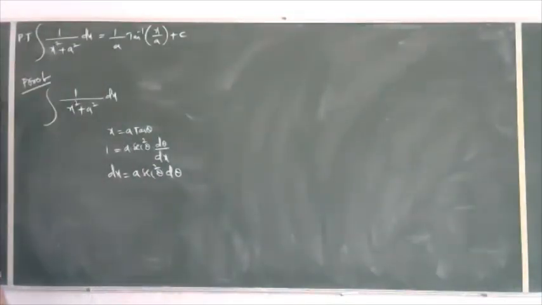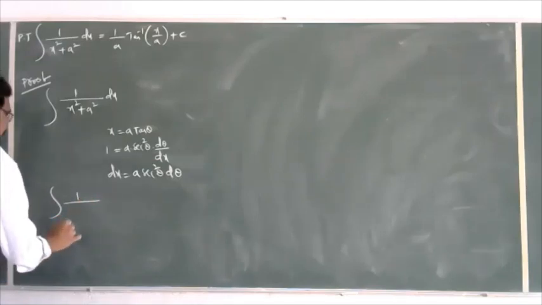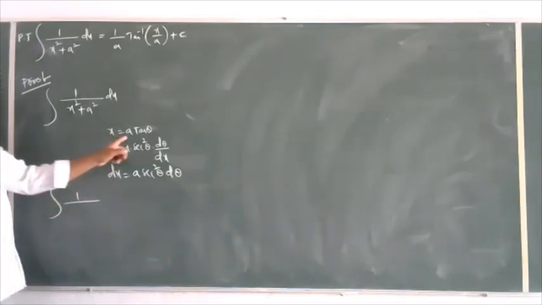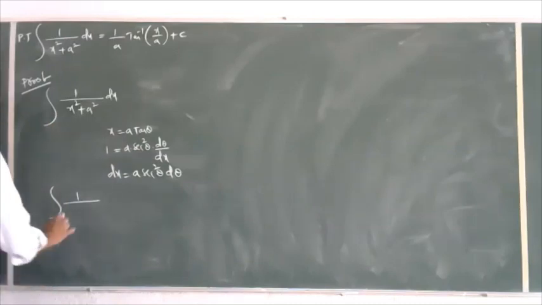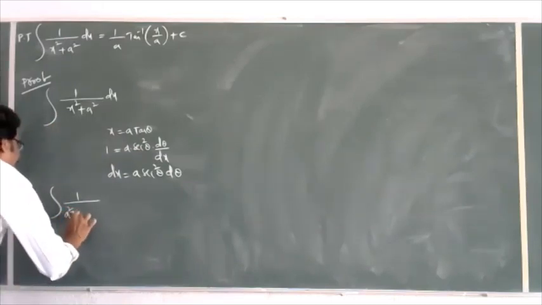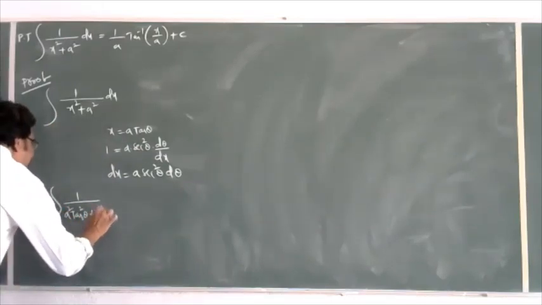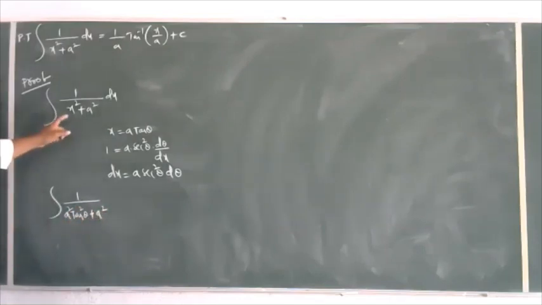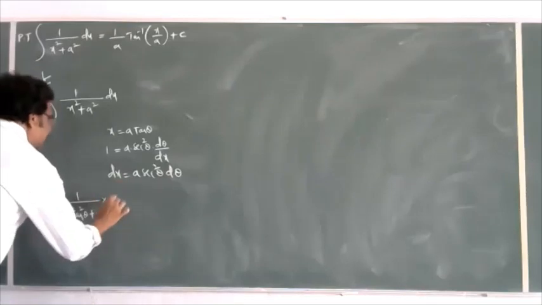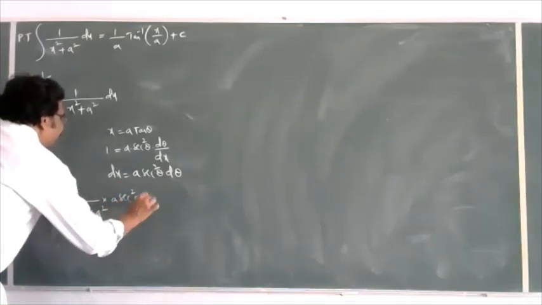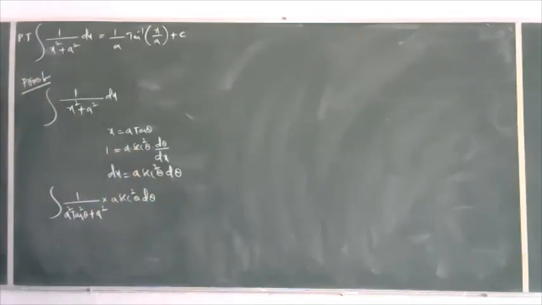Then substitute integral 1 by x square, x is equal to a tan theta. What is x square? x square is a square tan square theta plus a square, into dx. dx is a secant square theta d theta.